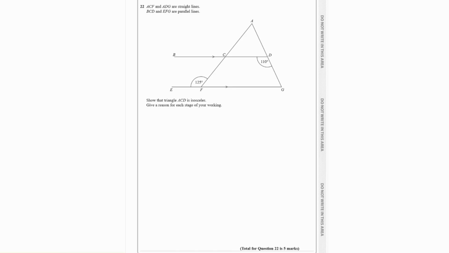So the first thing we can do is we can see that ADG is a straight line. Therefore, to find angle ADC, we can do 180 take away 110, which gives 70 degrees. And the reason we did that was because we know that angles on a straight line add up to 180. And therefore, we can label the 70 degrees on the diagram as well.